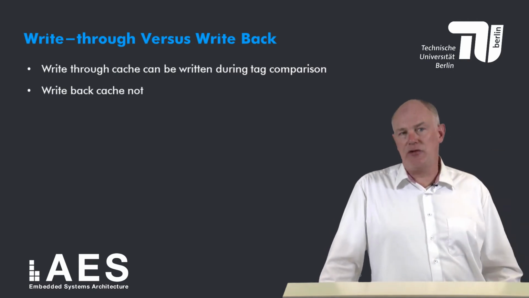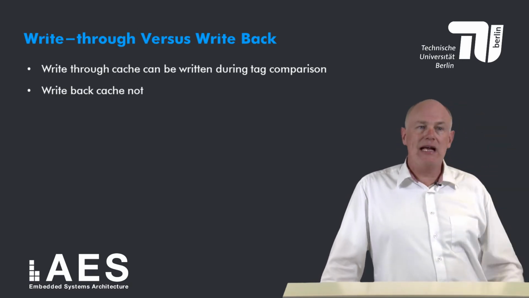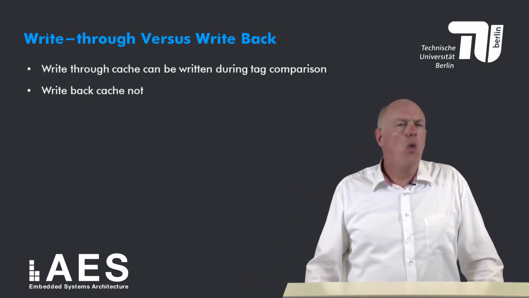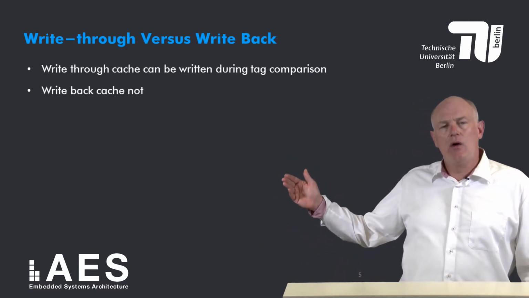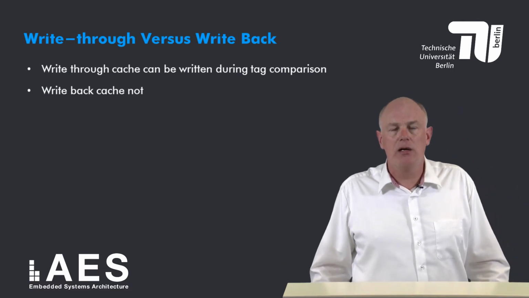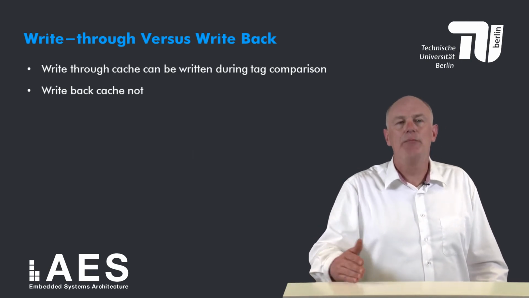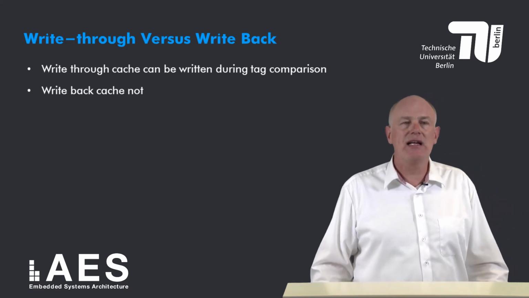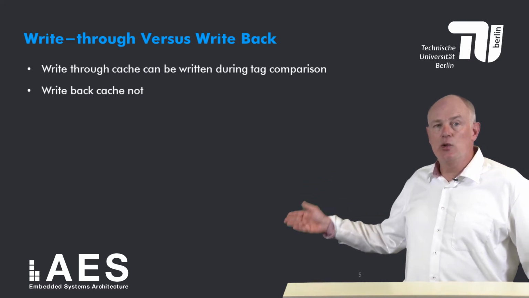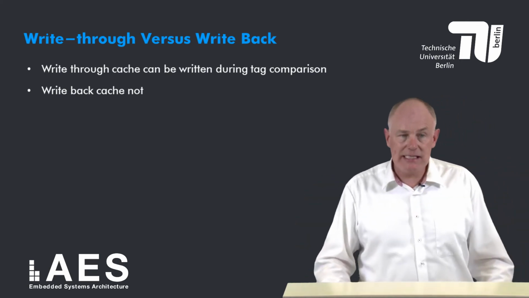There's another subtle difference between a write through and a write back cache, and that is that the write through cache can be written while we are doing the tag comparison. Why? Because memory or the write buffer has the most recent up-to-date copy of that block. So if it was a cache miss, it doesn't matter because we still have a valid copy of the cache block in memory. For write back caches, we cannot do the same because that may be the only copy, the right copy, that is left in the system.